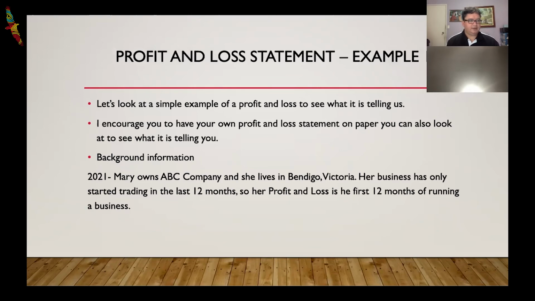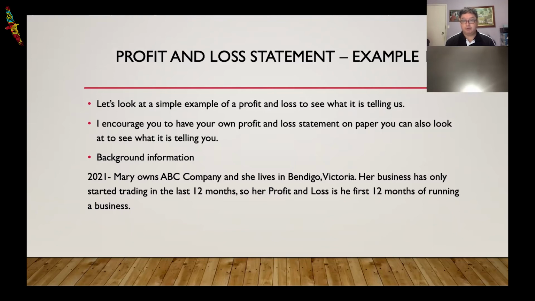Okay, so let's get into the first example. This first needs a bit of discussion. Example 1, profit and loss statement. Let's look at a simple example of a profit and loss to see what it is telling us. I do encourage you to have your own profit and loss statements on paper in front of you, so you can also look at your own profit and loss to see what your own statements are telling you.